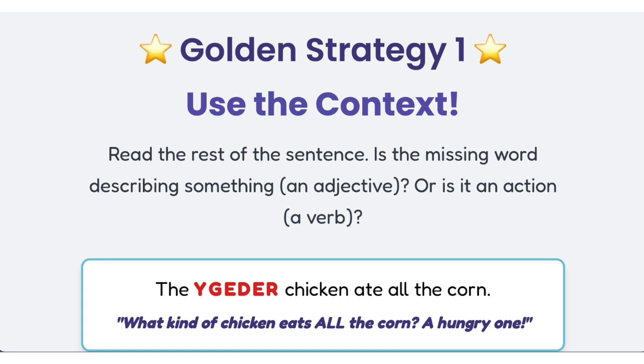Strategy number 1. Use the context. Read the rest of the sentence. Ask yourself, is the missing word describing something, like an adjective? Or is it an action, like a verb? In our example, the word describes the chicken. What kind of chicken eats all the corn? A very hungry one.